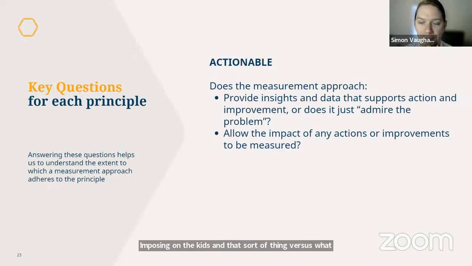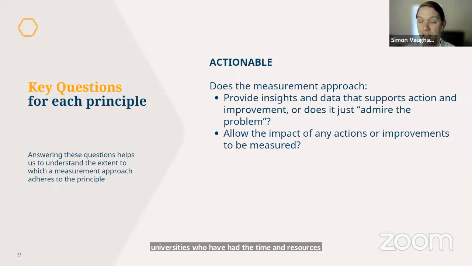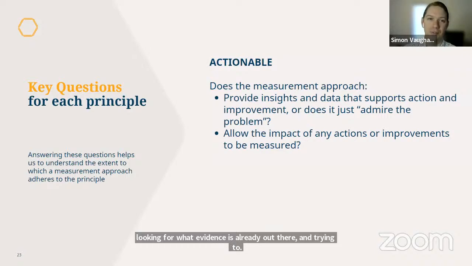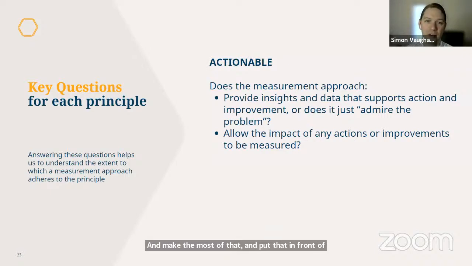With something like that, my first thought would be that there's probably existing evidence out there from people at universities who have had the time, resources and skills to do that sort of measurement work. So my first port of call would be looking for what evidence is already out there and making the most of that, putting it in front of people rather than wanting to run my own process to find that out, because it could be time consuming and difficult.